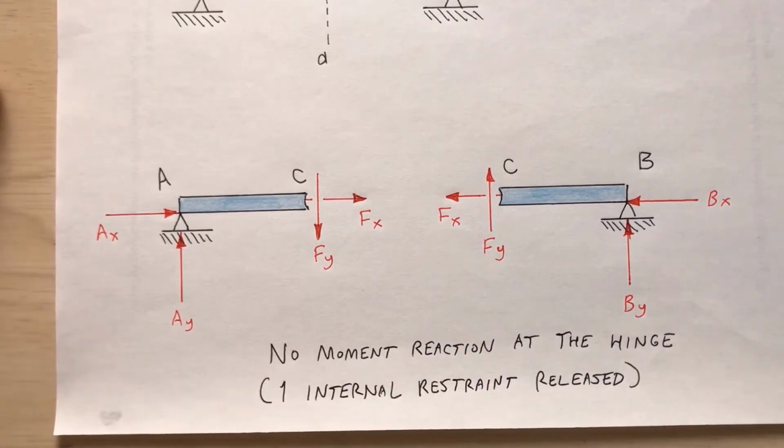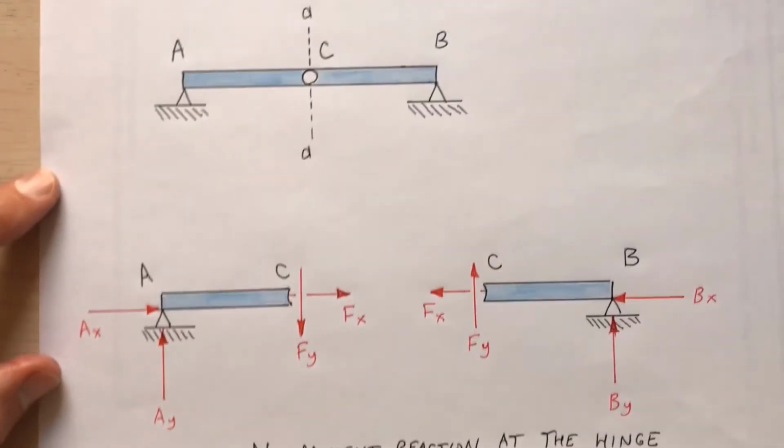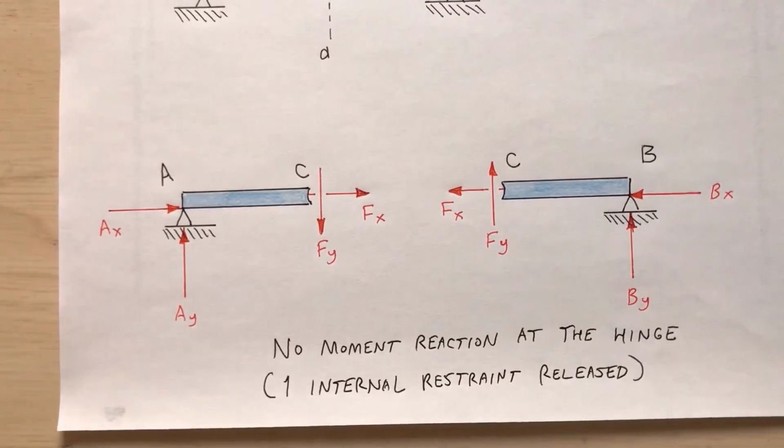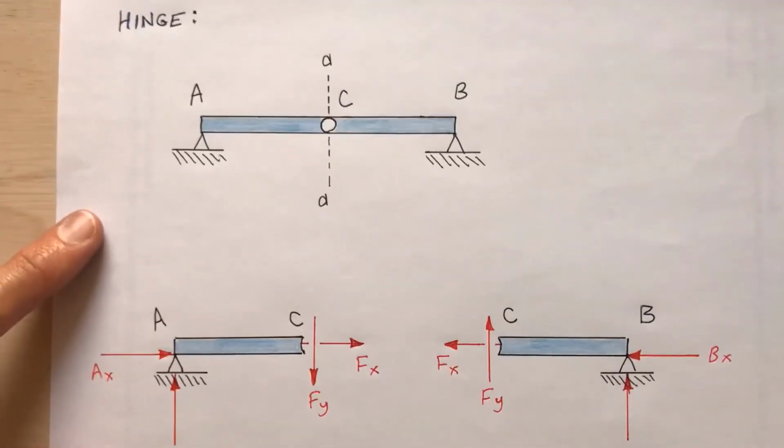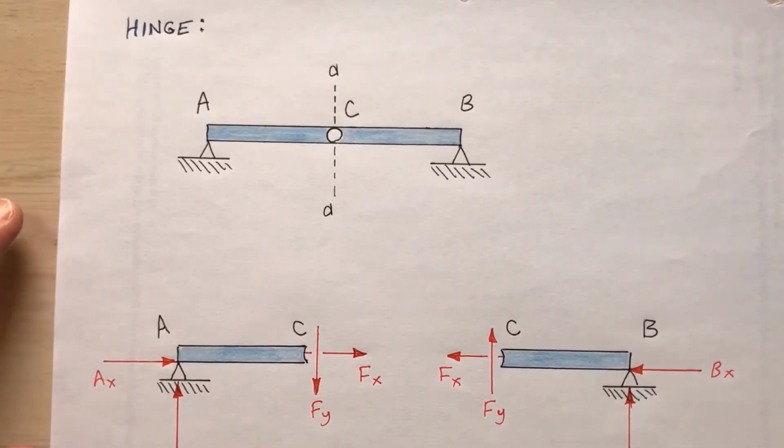But what is the difference between this and the previous illustration? Well, there's no internal moment, is there? No internal moment if I cut it at the hinge. So see what I'm saying at the bottom? No moment reaction, no internal moment reaction at the hinge. So that means that one internal restraint has been released. I don't have a moment there. So that would be the second scenario that I want to show.